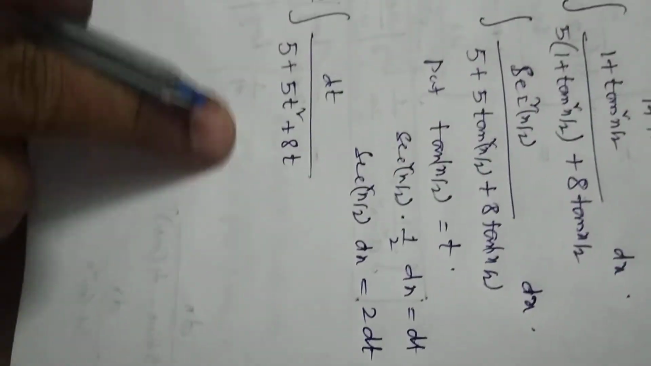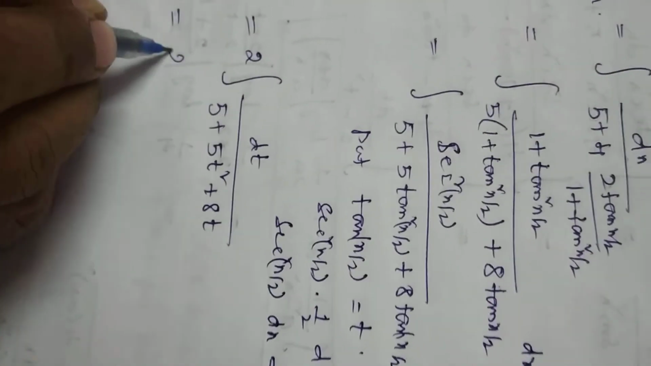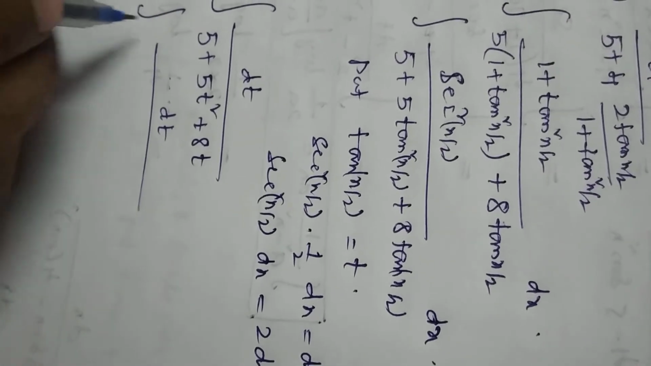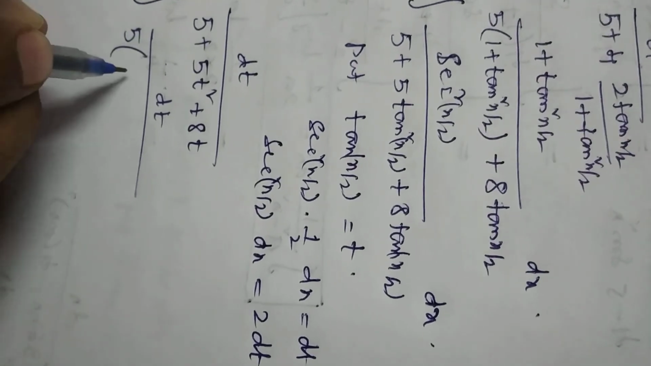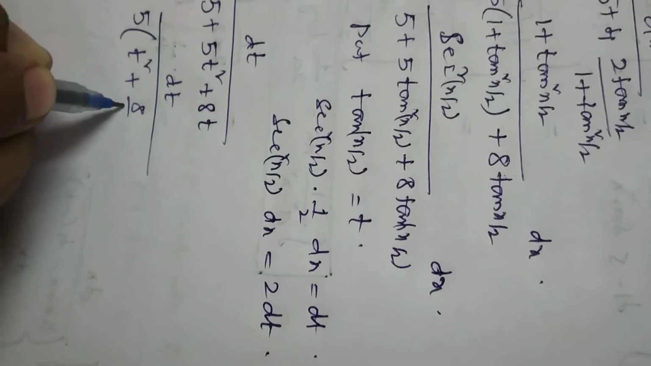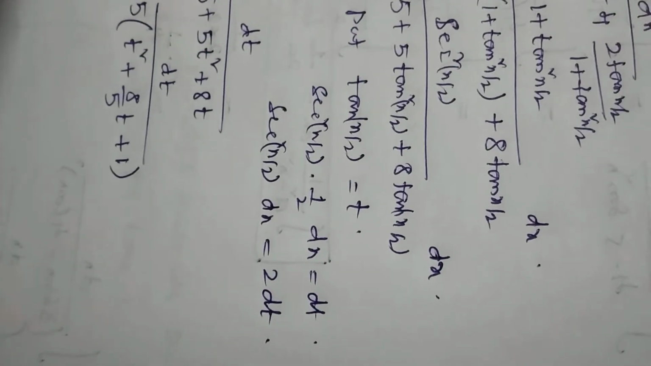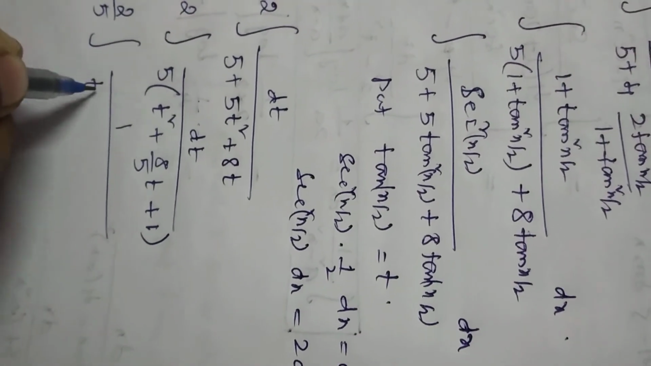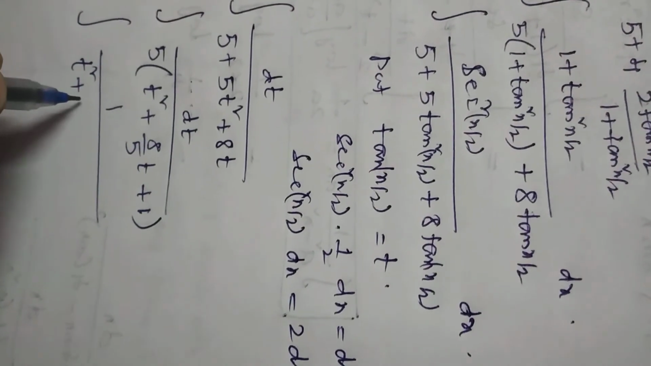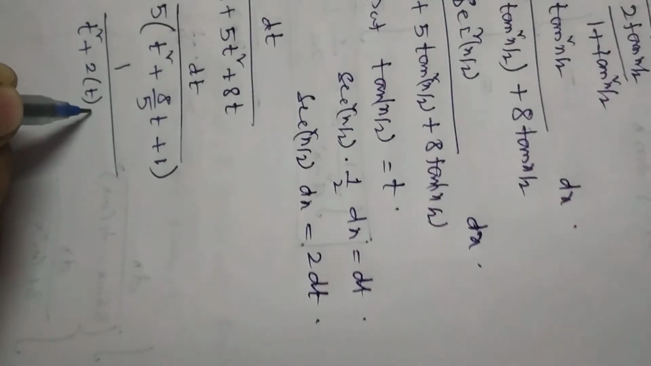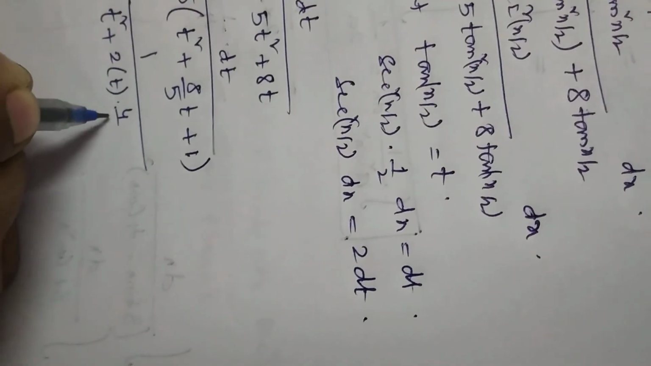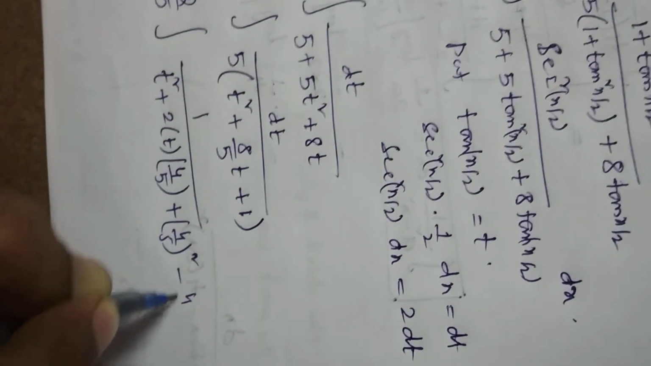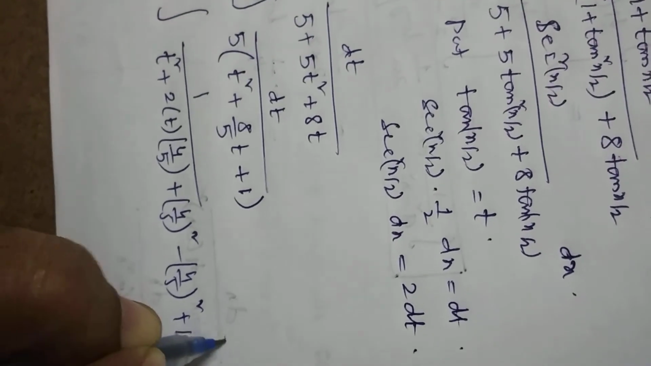Now let us make it a perfect square. So 2 into integration of dt by, what you are going to get? Let us take 5 common in this. So t square plus 8 by 5 t plus 1. So that is nothing but 2 by 5 of integration of 1 by t square plus 2ab, where b should be equal to 4 by 5, so 2ab plus b square minus b square plus 1 dt.